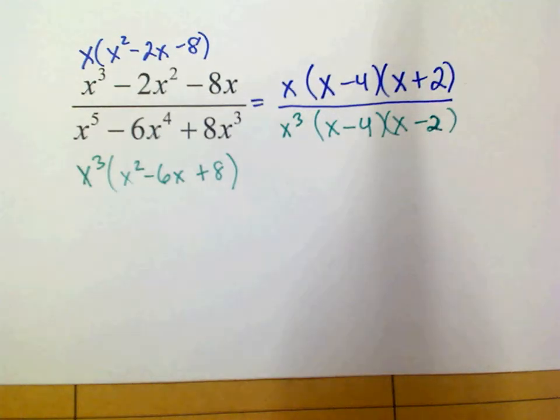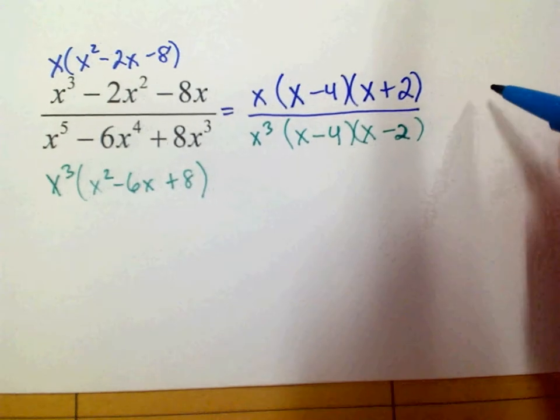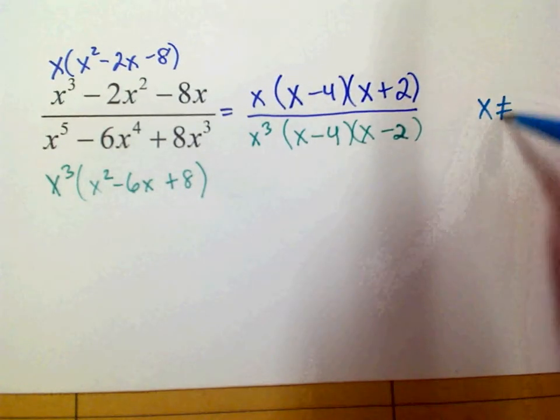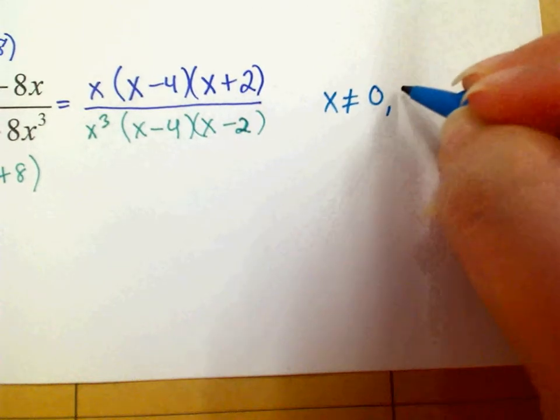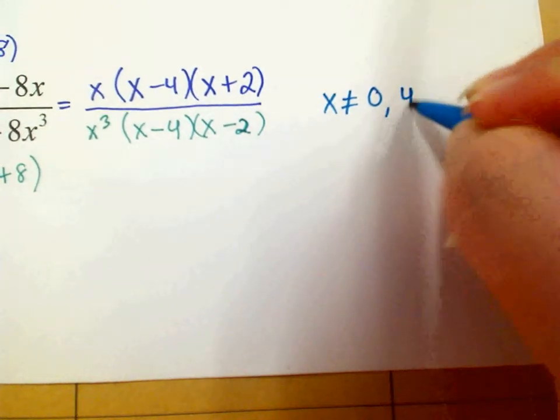Excluded values, x cannot equal, I agree, 0, what? 4 and 2. Noah, here's the homework for today. I'm making a video for it.